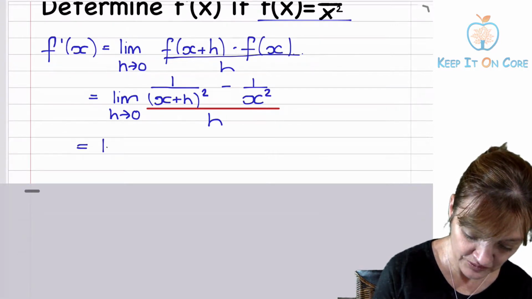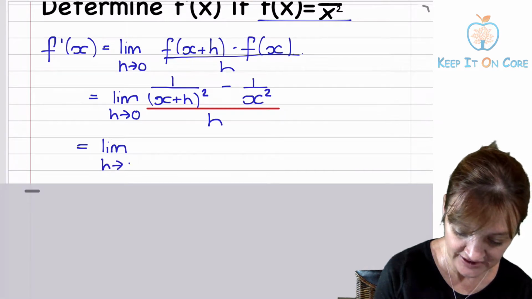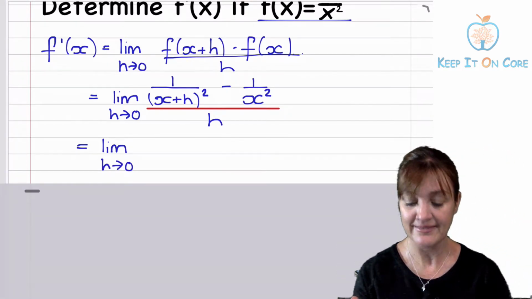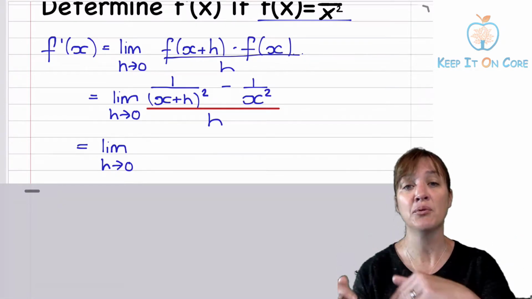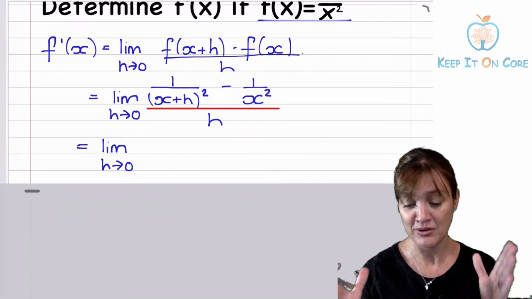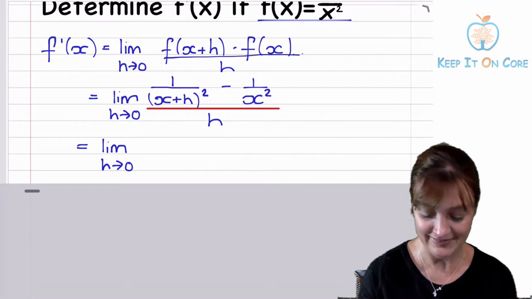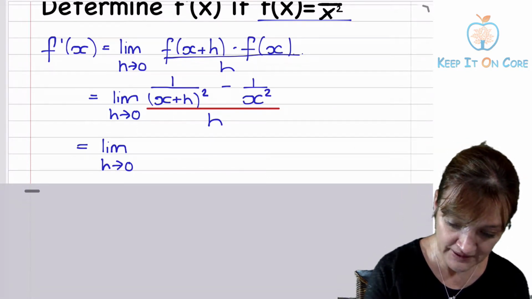Now we have to do all the tidying up work. Can you see that I'm writing limit as h tends towards 0? Remember with your lessons on limits, we only substitute the limit into the values for h at the point where h is no longer going to be undefined. So remember, the whole idea here is needing to get rid of the h in the denominator. So I need to find a lowest common denominator.